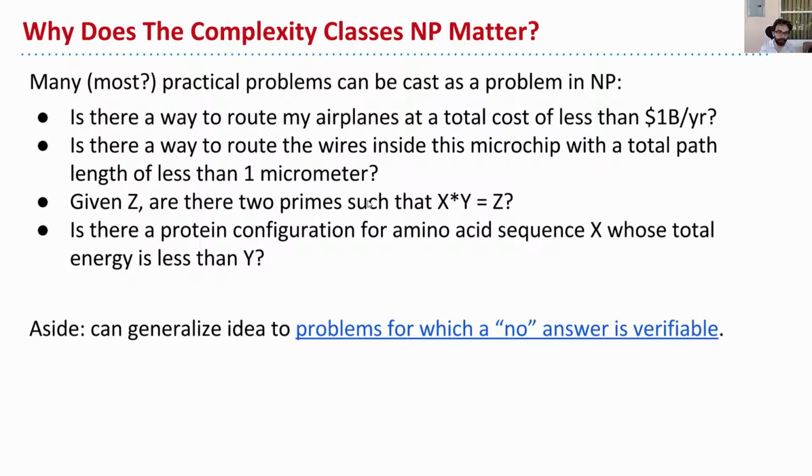Another, well, given a number z, are there two primes out there such that x times y equals z? So if I have an algorithm that can answer this question and say yes, well, then if it gives me an answer back, x and y, then I can easily verify that the product is z. I just multiply, which is going to be very quick.